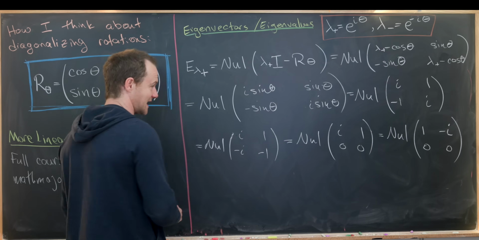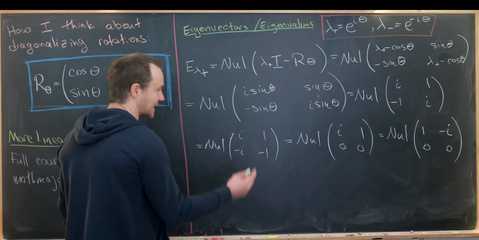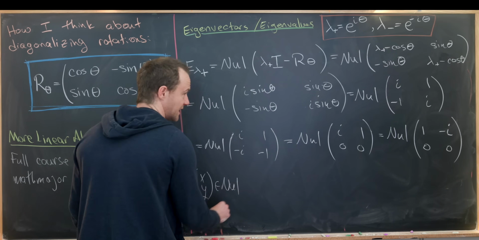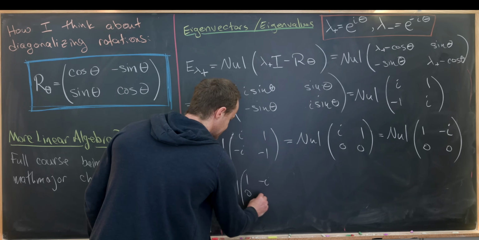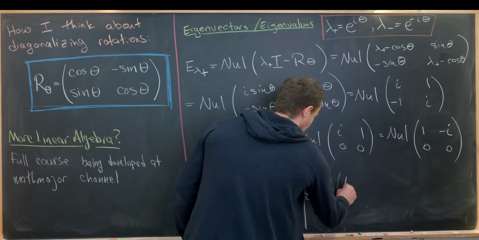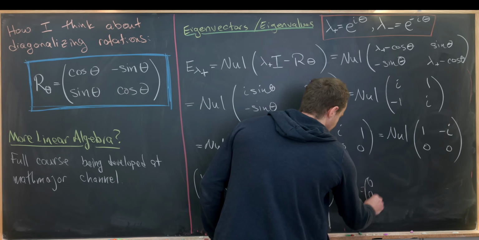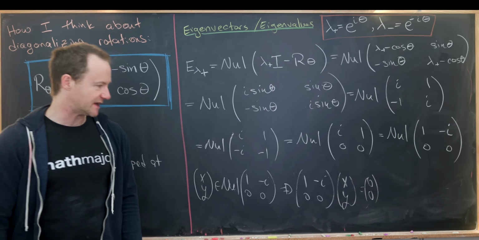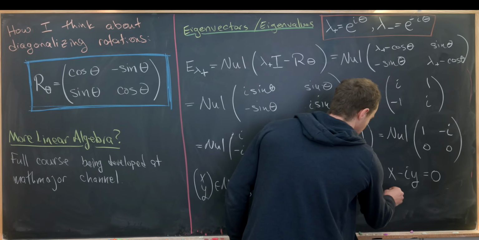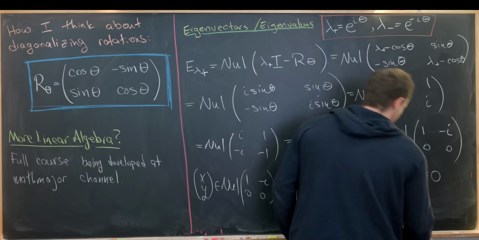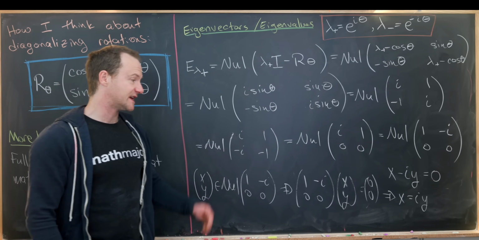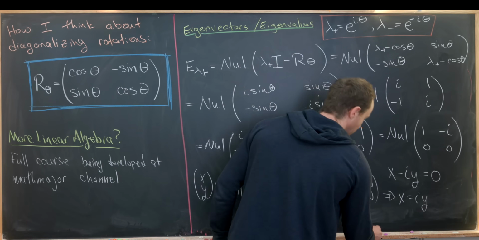Now we can analyze that. Let's suppose that (x, y) is in the null space. If (x, y) is in that null space, that tells me that the matrix 1, minus i, 0, 0 times (x, y) is equal to the 0 vector. That's what it means to be in the null space. That means x minus iy is equal to 0, which means x equals iy. Again, we did some matrix vector multiplication. Now we can take a free variable, which is y, and set it equal to 1.